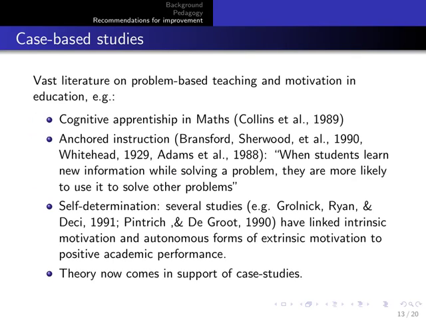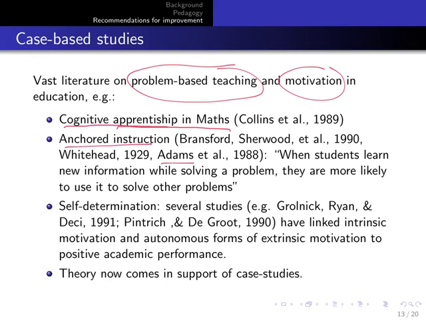There is a vast literature on problem-based teaching and motivation in education. For example, the concept of apprenticeship has been extended by Collins, applying the cognitive apprenticeship in math. Anchored instruction has been a topic on which several authors focused, in particular Adams. In 1988 he wrote that when students learn new information while solving a problem, they are more likely to use it to solve other problems, which is exactly what we need in Status 7.3. About motivation and self-determination, several studies have linked intrinsic motivation, which is what we want to increase, to positive academic performance.